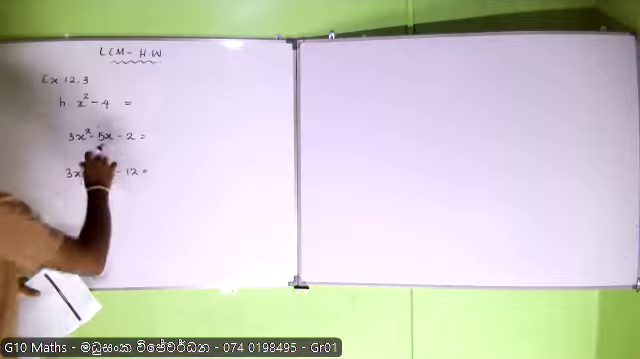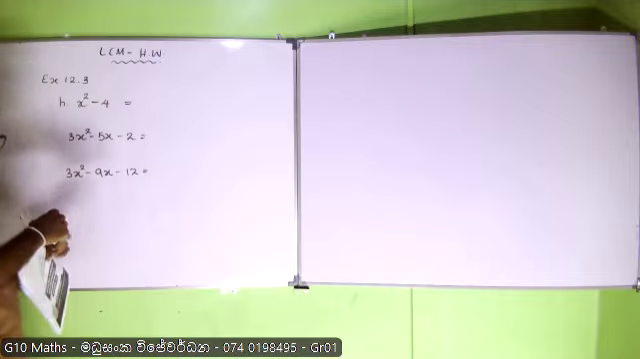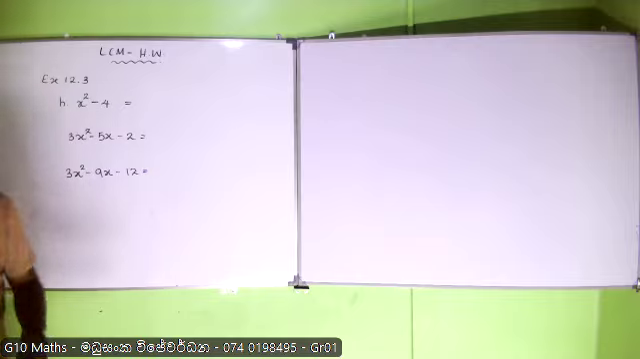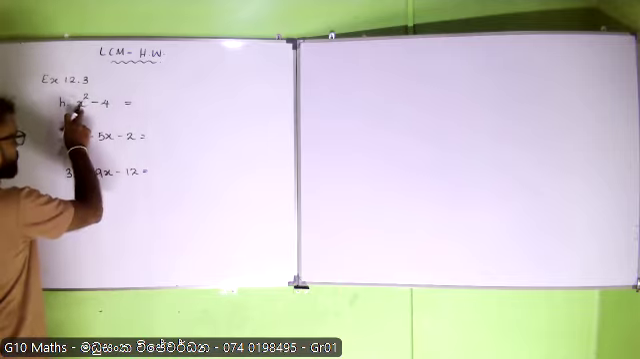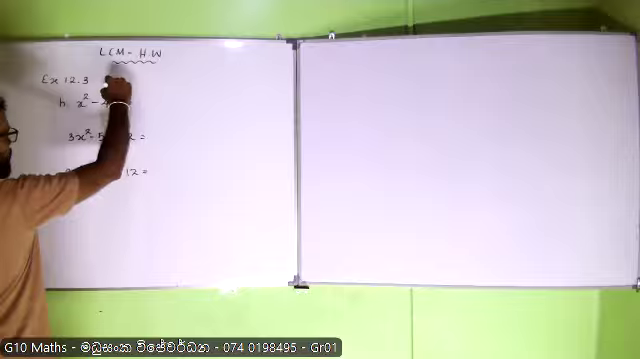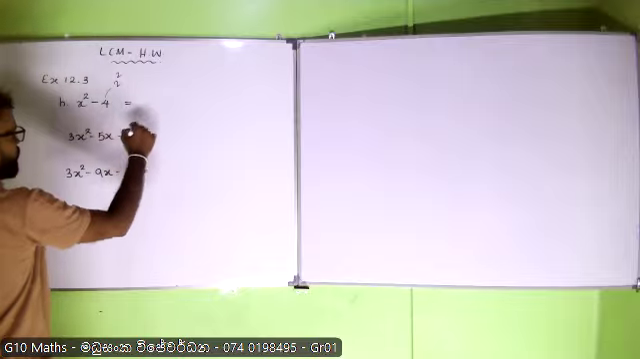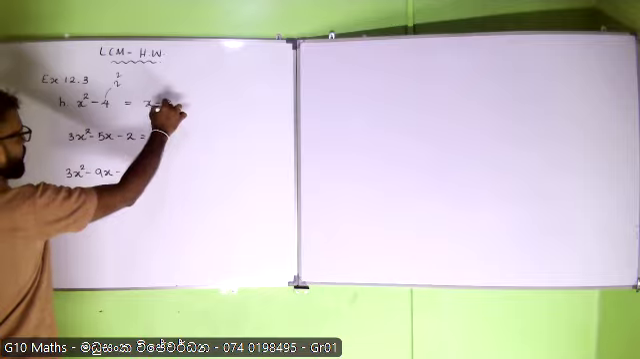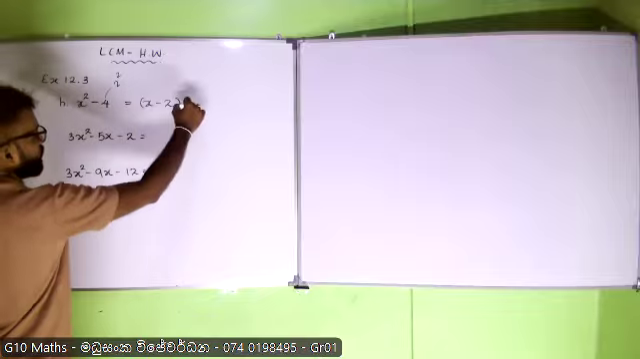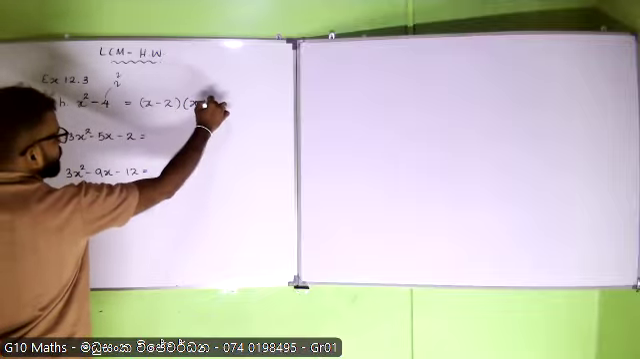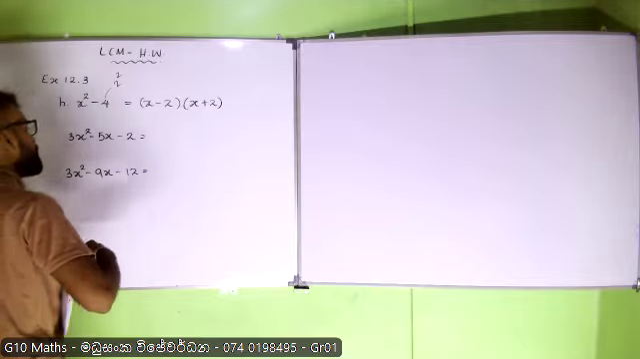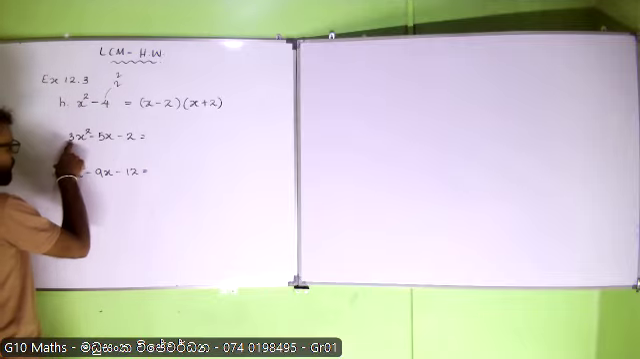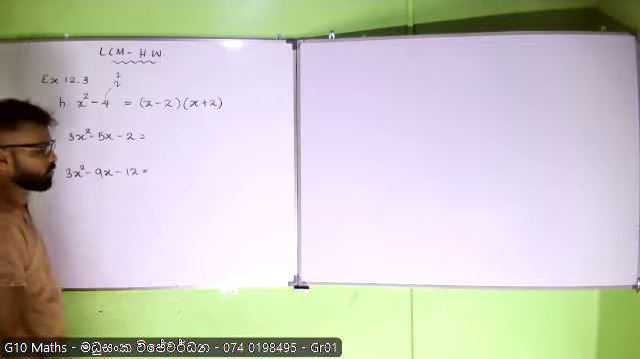At once you can factorize this one, x to the power 2 minus 4. That one is easy. It is a difference of two squares. This 4 can be written as 2 to the power 2. If you know how to write it, you can directly write the answer: x minus 2 times x plus 2. So as I told you last week, here you have 3, here you have 5, here you have 2.